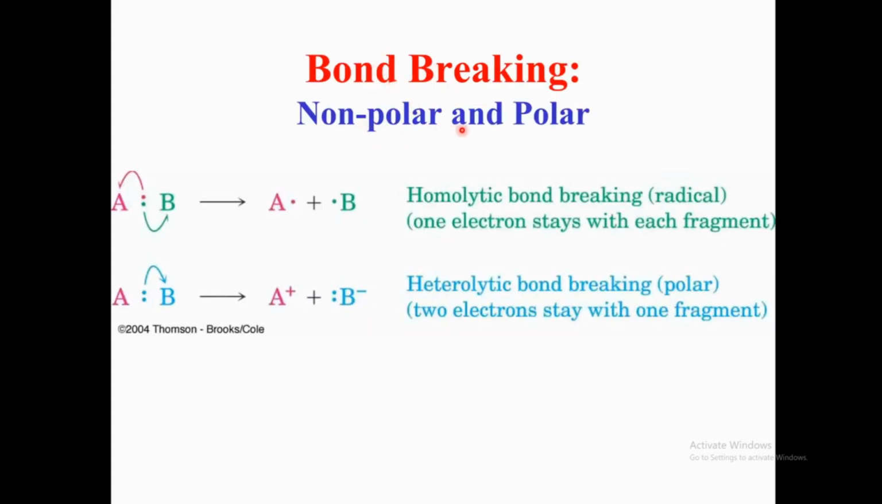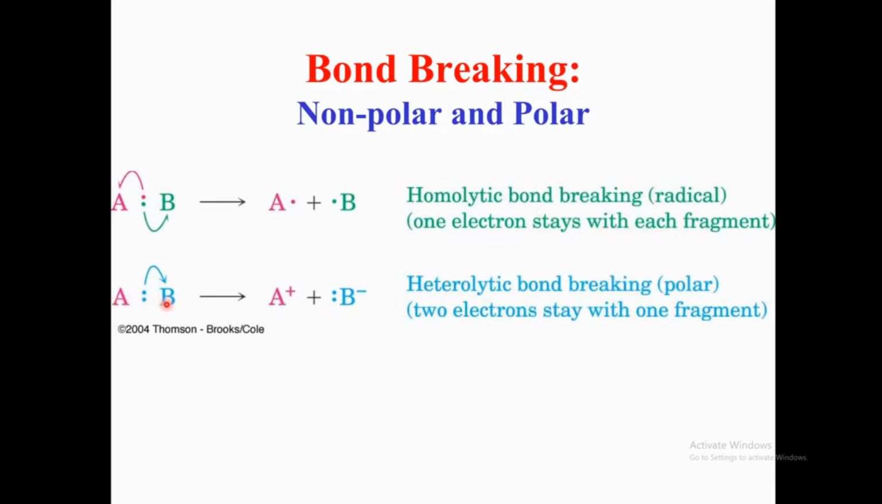Now bond breaking, nonpolar and polar. There is a bond between A and B, and this bond is due to the presence of two electrons, one from A and one from B. So two electrons are responsible for the bond between A and B. One electron shifts towards A and one electron shifts towards B. So we get the A radical and B radical. This is called homolytic bond breaking. One electron stays with each fragment.